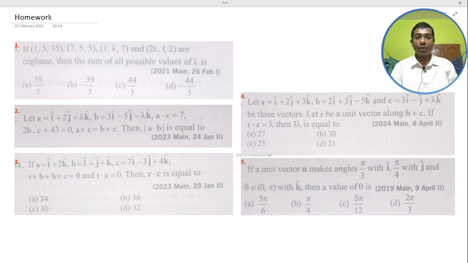The most important question here is question number 1, because here the 4 points are given as coplanar, then the sum of all possible values of lambda is what? Coplanar means the determinant of the components should be 0. Means the determinant of 1, 5, 35, 7, 5, 5, 1 lambda, 7, 2 lambda, 1, 2 would become 0. You split this determinant and get the value of lambda.